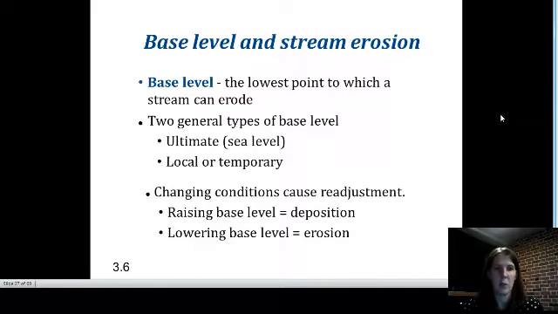Another is a local or temporary base level. These are usually caused by geologic events or human impacts, such as building a dam, which could change the lowest level your stream will erode. Changing conditions can cause readjustment. So raising the base level, or making that base level higher, would cause deposition of sediment, and lowering the base level would cause erosion.